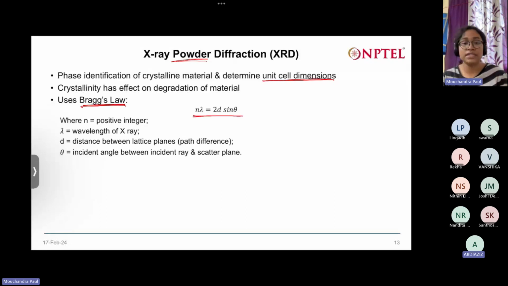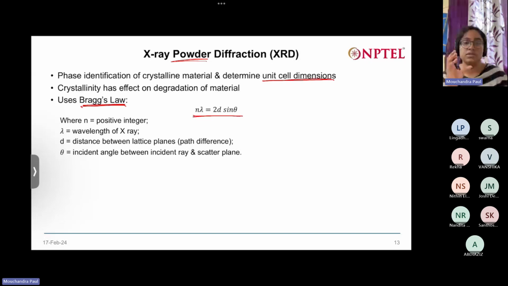I hope you guys have seen this in your school days. Here n is a positive integer, lambda is the wavelength of the X-ray which is incident on the sample. Then d is the distance between the lattice planes. You can say the path difference.